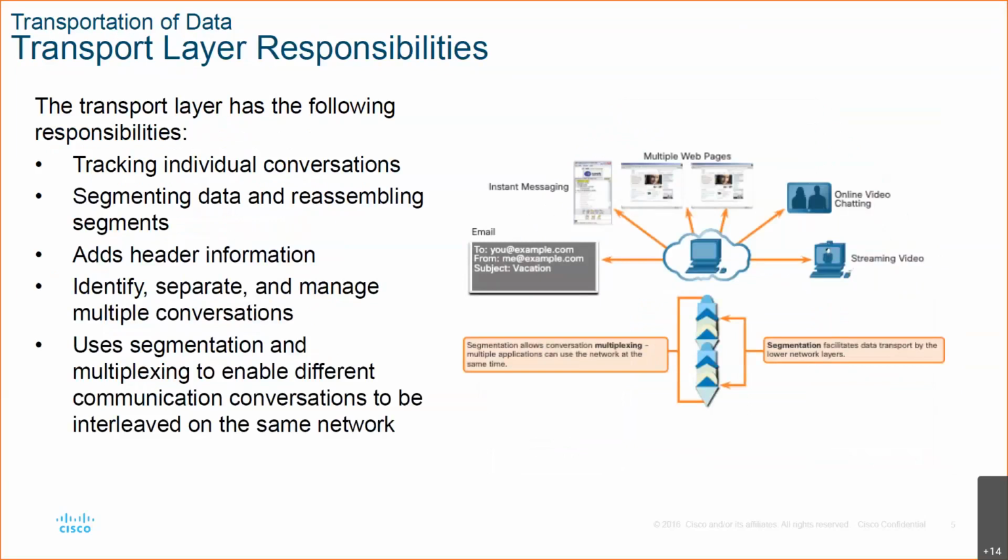If you look at the transport layer, it's the place where segmentation happens. It segments your data and sends it to the other layers, or it can also reassemble the segments that arrive. It also adds header information. It uses multiplexing, so that you can send multiple data on the same network.